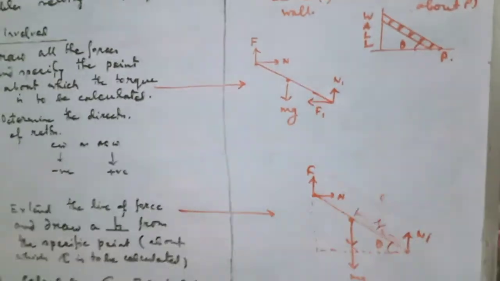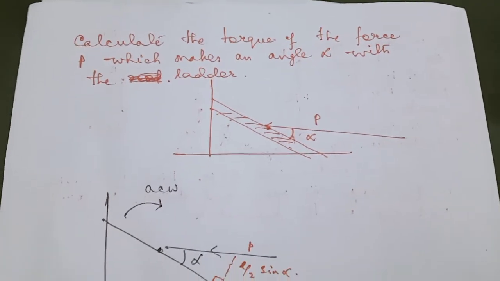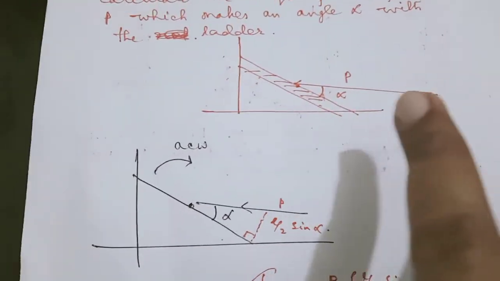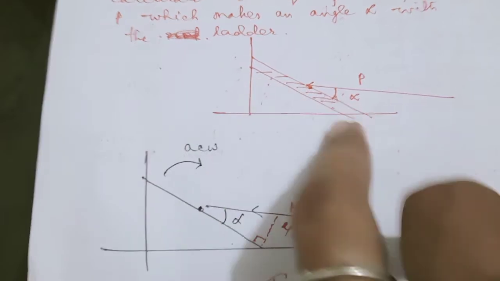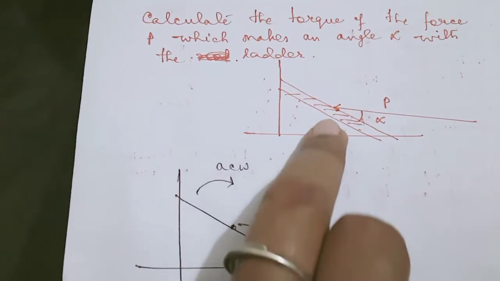A similar type of problem: calculate the torque of the force P, which makes an angle alpha with the ladder and acts at the midpoint. So this is the line of action of the force and this is the fixed point.